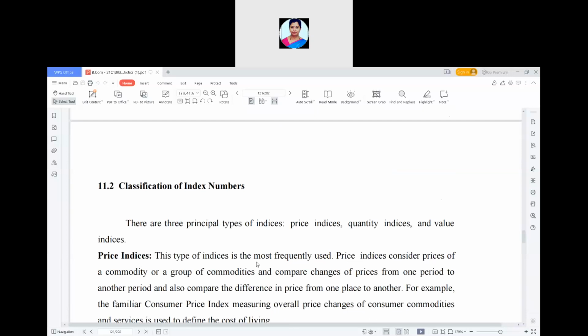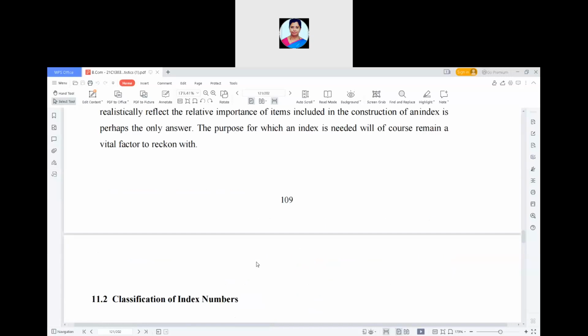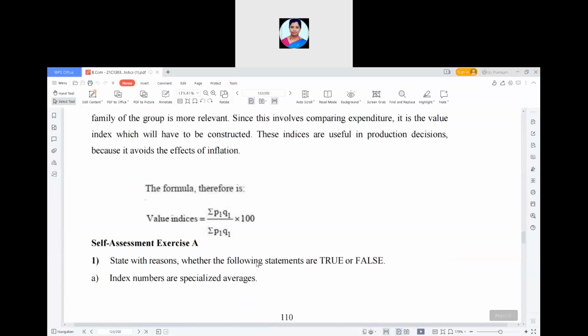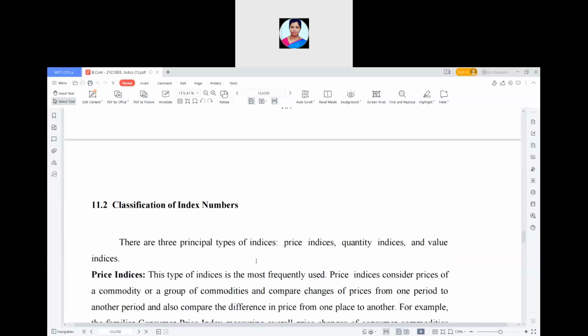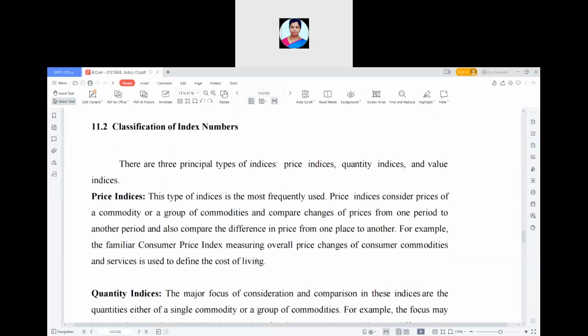So how are we going to do the classification? Basically we have the price index, quantity index, and the value index. These are the three main types of indices we are going to construct. The very first one we will see is the price index. What do we mean by price index? This type of index is the one we use most frequently.